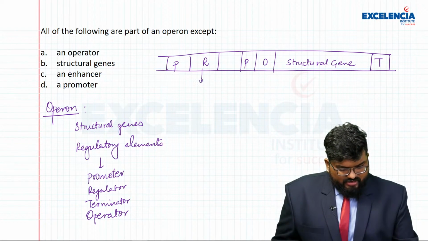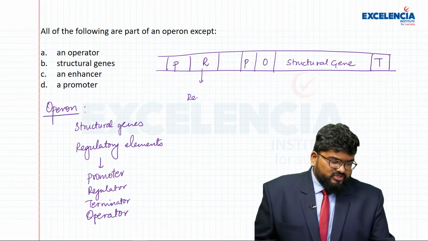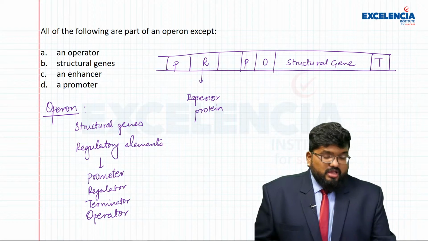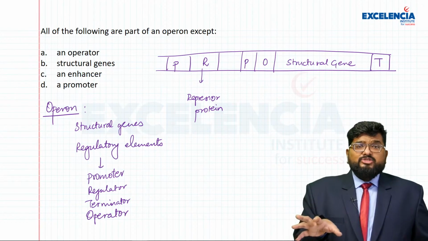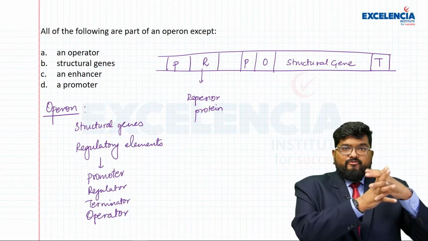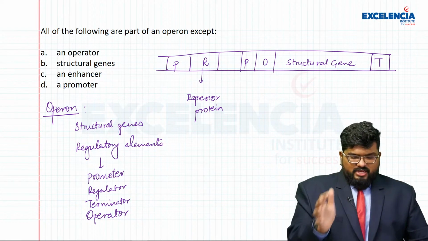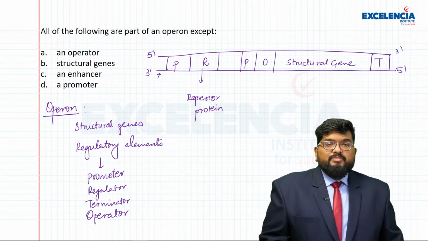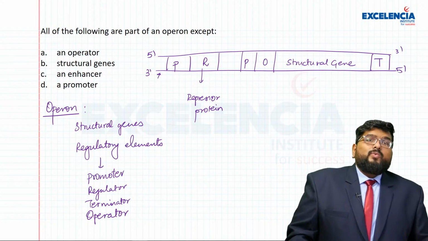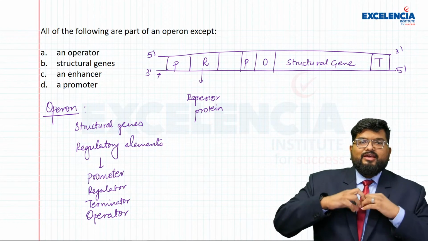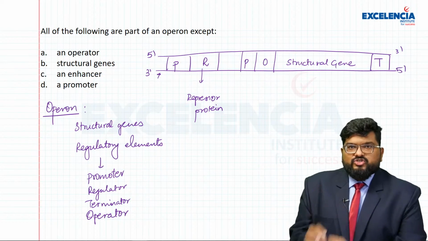So this regulator produces something called a repressor protein. In prokaryotes, transcription and translation are coupled. So the RNA polymerase, when it moves on the DNA and forms the mRNA by copying the 3' to 5' strand, this is the template strand. The moment a small amount of mRNA is formed, ribosomes sit on it and start translating it. So there is coupled transcription and translation.